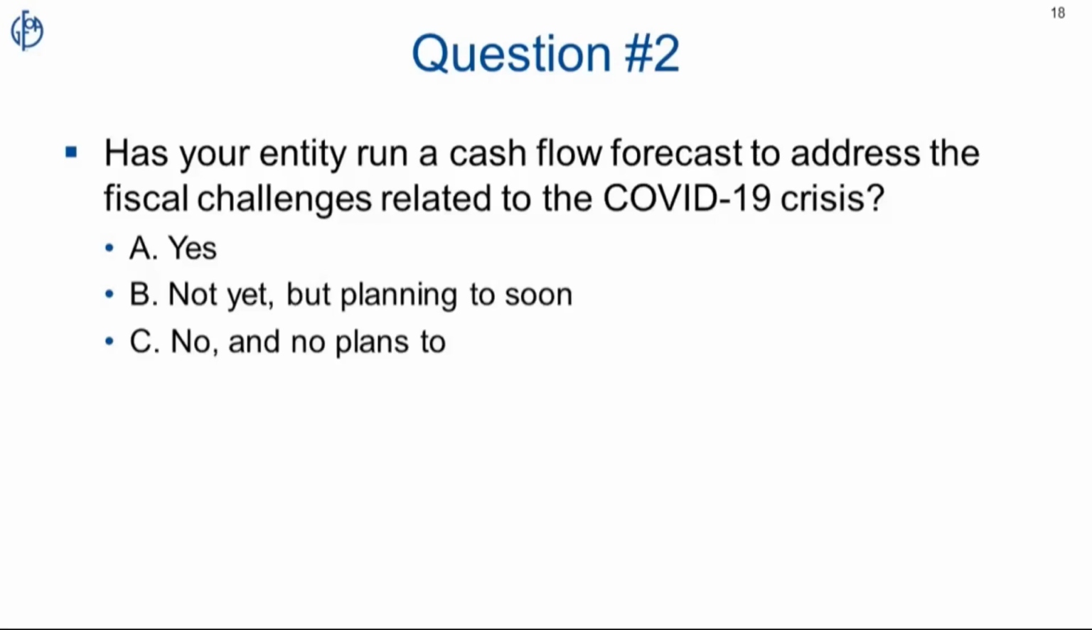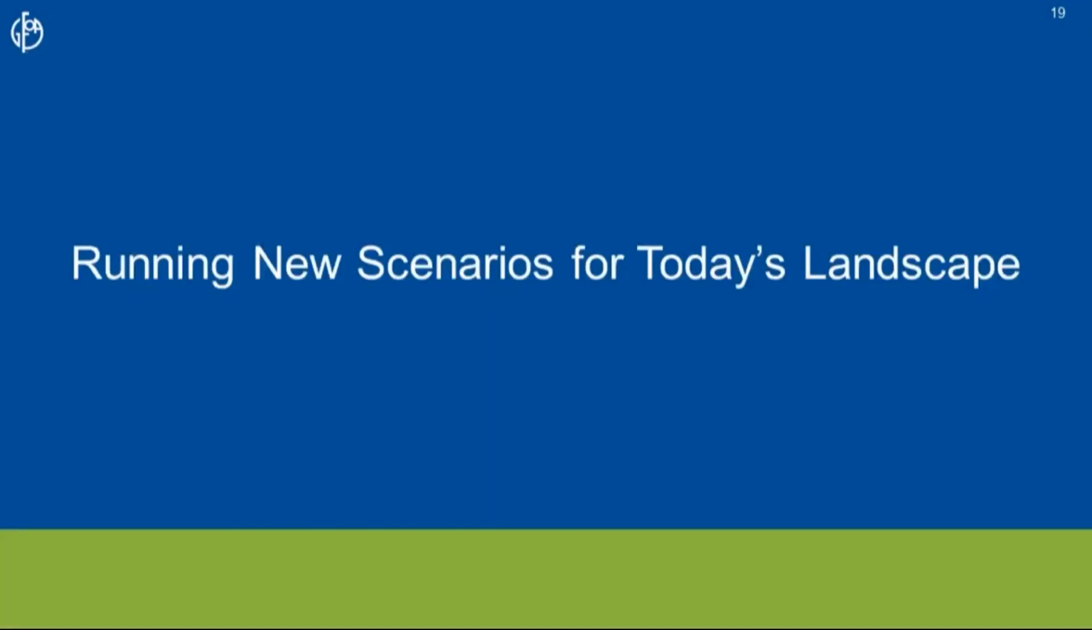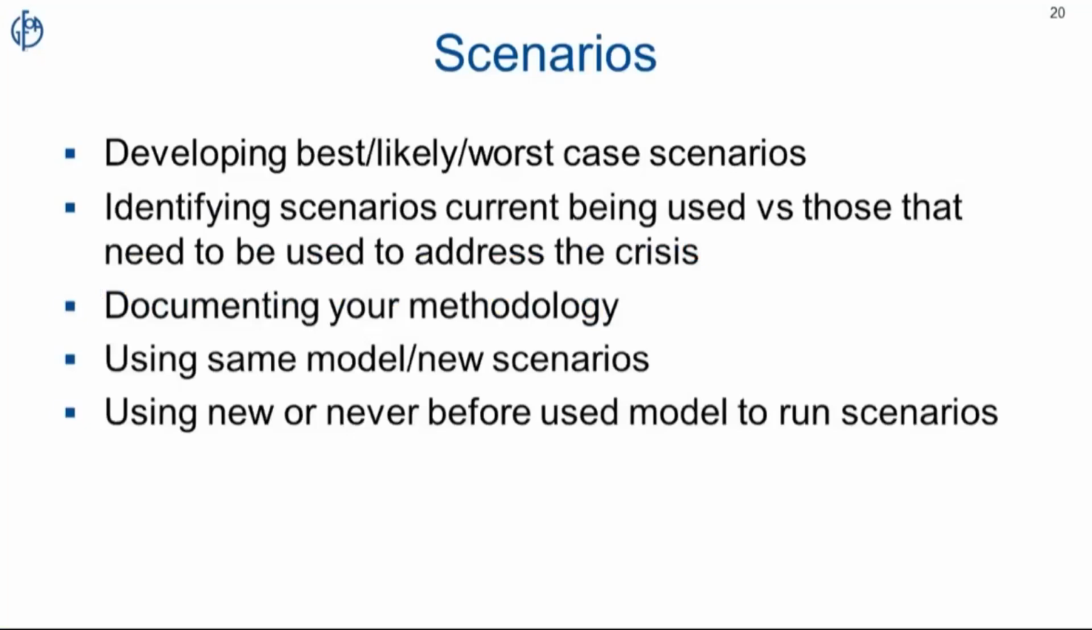So we're going to just move forward, and we will get back to how the polling ends when we see those results. So with that, we're talking about running the new scenarios for today's landscape. Okay. So we touched on it a little bit already as far as stress testing, basically developing a best case scenario, a worst case scenario, and a likely scenario that will probably be somewhere in the middle of that. And you can develop as many scenarios as you need to depending on your different cash streams.